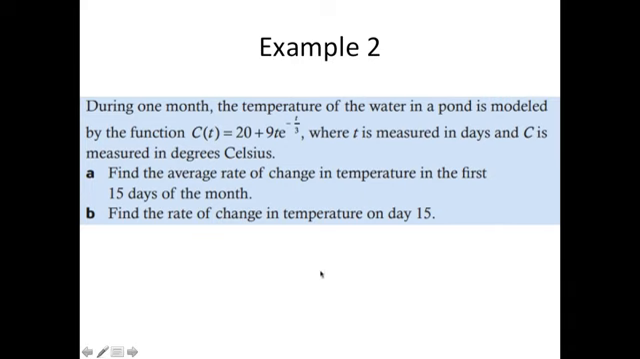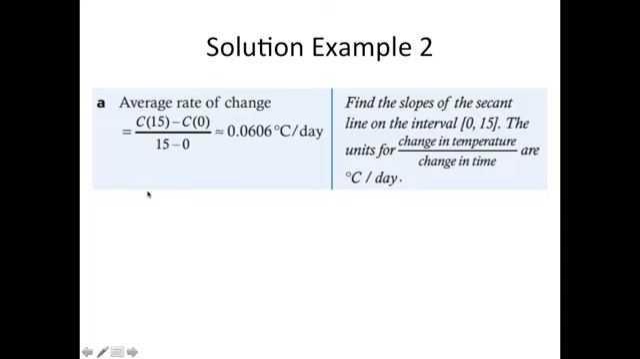Another example would be, during 1 month, the temperature of the water in a pond is modeled by this function, where time is measured in days and C is measured in degrees Celsius. Find the average rate of change in temperature in the first 15 days of the month. What this is saying is I want the average from day 0 to day 15. And letter B is asking for the rate of change in temperature on the 15th day. So to find the average rate of change, we would have to substitute the 15, because it's our final value, into C, minus your 0, which is the initial evaluated in C, over 15 minus 0.